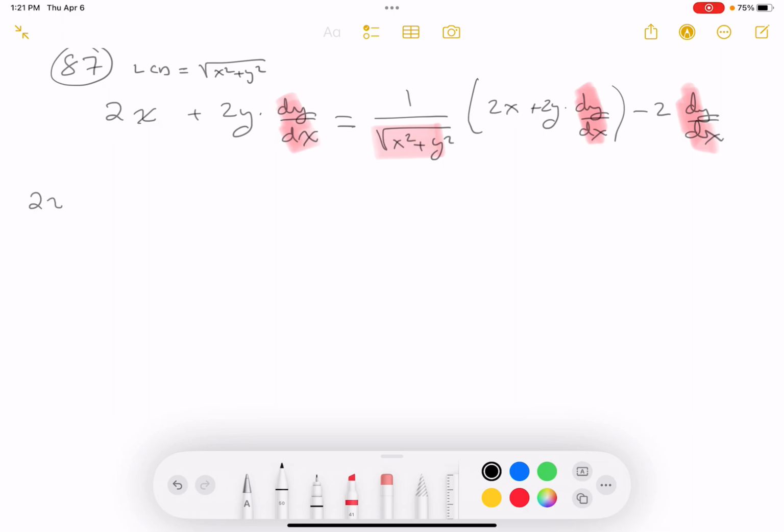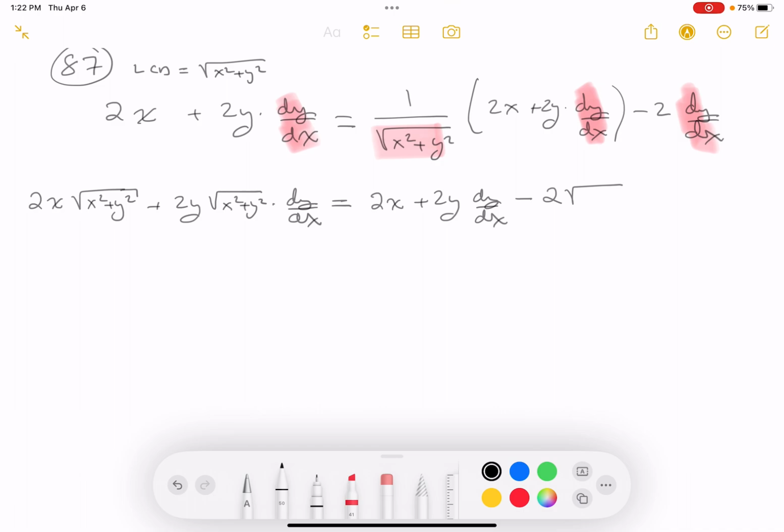You're going to get 2x, the root of x squared plus y squared. Then you're going to get 2y, the root of x squared plus y squared, and then times this thing, which is dy/dx. Then what are you going to get over here? Well, what's nice about multiplying by the LCD, that fraction disappears, so you're left with 2x plus 2y, dy/dx, minus 2, the root of x squared plus y squared, dy/dx. Again, let me emphasize, we're trying to get these terms on one side so we can factor it like we've done in the prior problems.